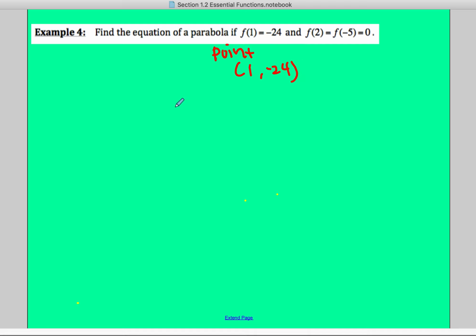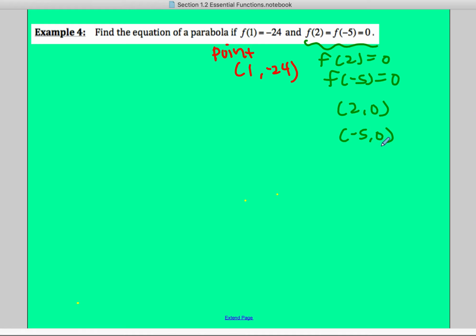Okay. The other piece of information is actually telling us not 1, but 2 points. It's telling me f of 2 equals 0 and f of negative 5 equals 0. So I would have 2 comma 0. When I plug in 2, I get out 0. And when I plug in negative 5, I get out 0. So I am given 3 points.